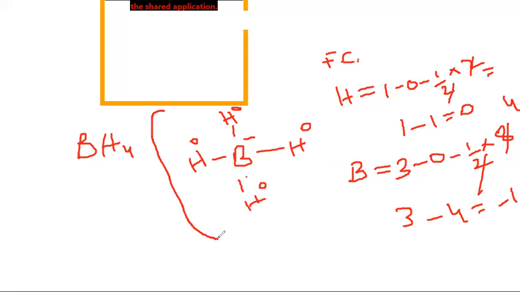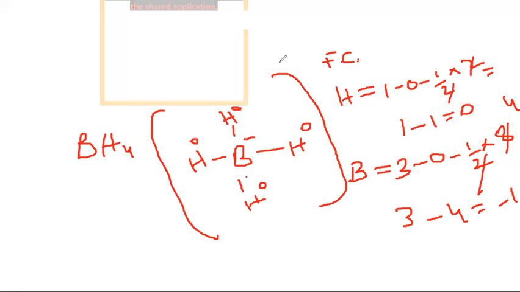And what would be the net charge on this molecule? All hydrogens have 0 charge, and there is the minus charge on the boron. That's why the net charge would be minus in this molecule. So this is all about the formal charge.